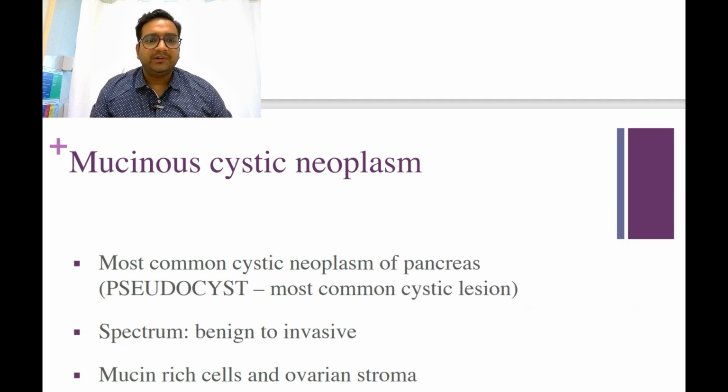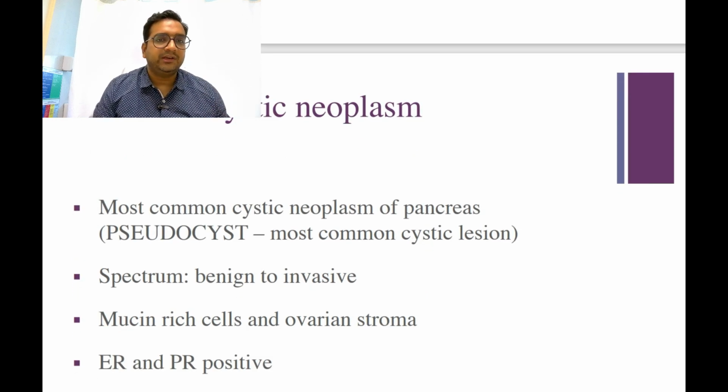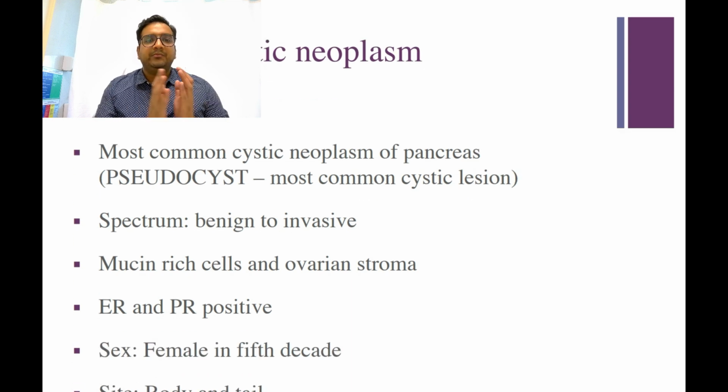So the most common cystic neoplasm of pancreas is mucinous cystic neoplasm, but there is some confusion between mucinous cystic neoplasm and IPMN. Majority of the books say that the most common cystic neoplasm is mucinous cystic neoplasm, so we'll go with that. And the most common cystic lesion of pancreas is pseudocyst.